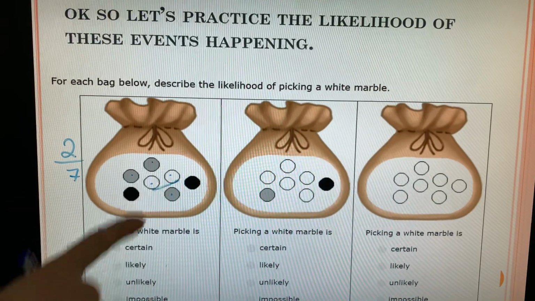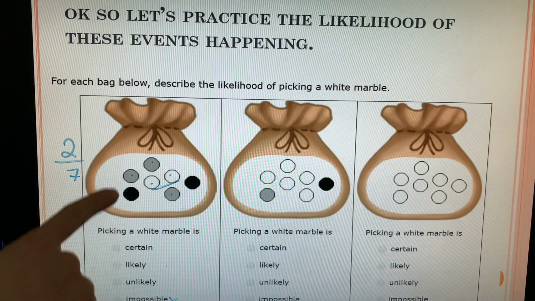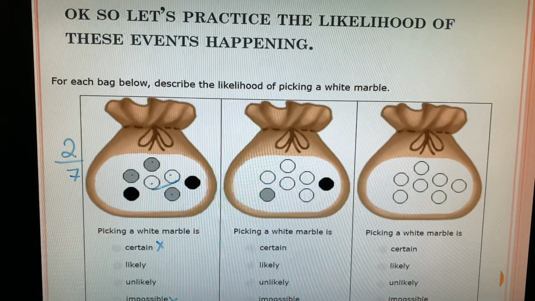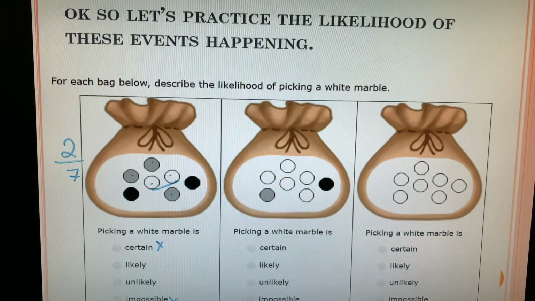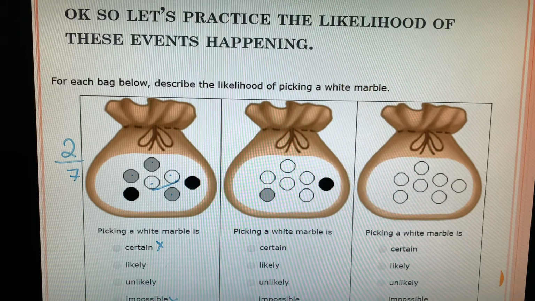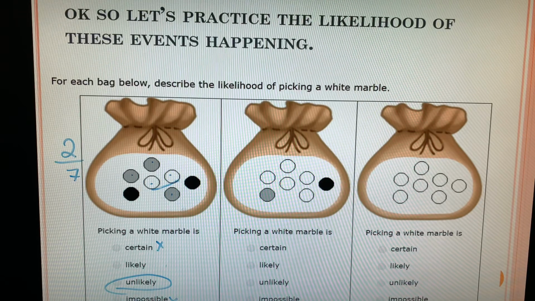No, it's not impossible because there are blue marbles, so I'm going to eliminate that choice. Is it for sure that I'm going to get a white one? No, it's not for sure because there are other colors there. So now let's think about the chances of me getting a white marble. Is it likely or unlikely? 2 sevenths is closer to less likely for it to happen. It's less than 1/4, or closer to 1/4. So I'm going to say that this is unlikely to happen.